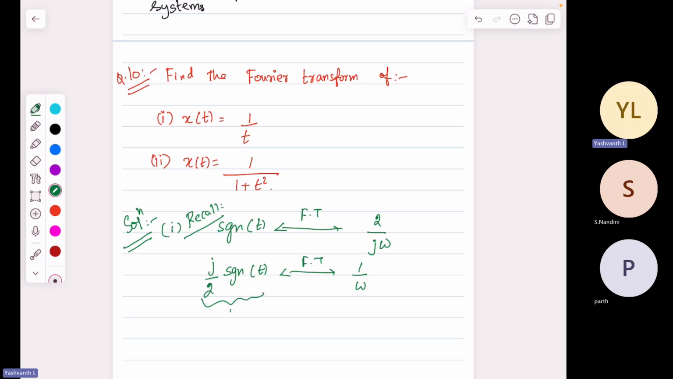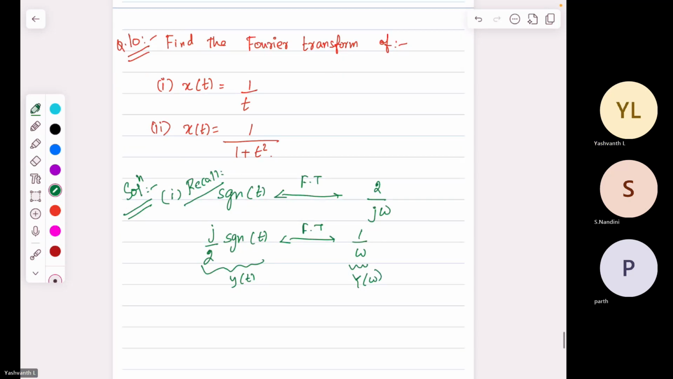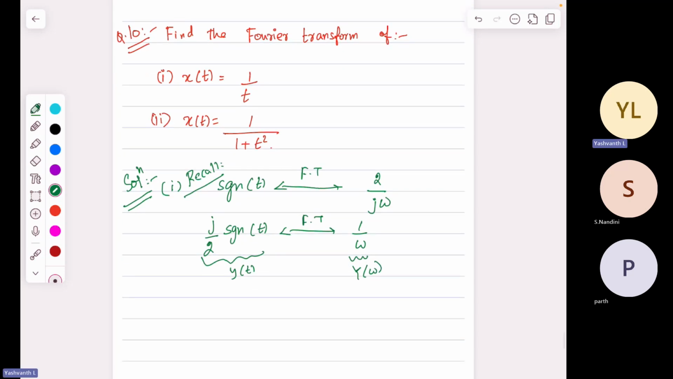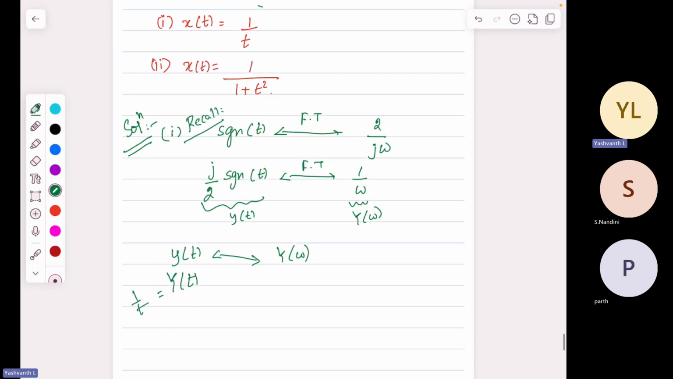Call this y of t. Then this is Y of omega. Therefore, we are asking for capital Y of omega. Then capital Y of t is nothing but what? 1 by t. And that's what we want. The capital Y of t is exactly equal to x of t, small x of t. We'll have the Fourier transform 2 pi into small y of minus omega. Right? That is nothing but the duality property.